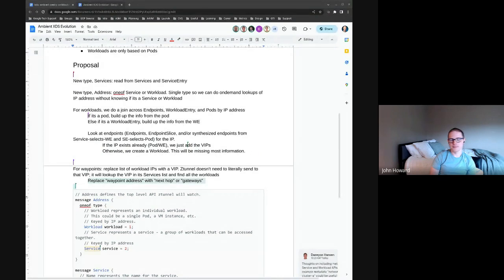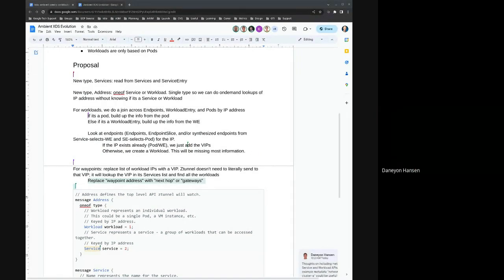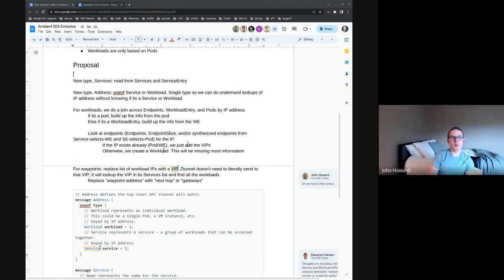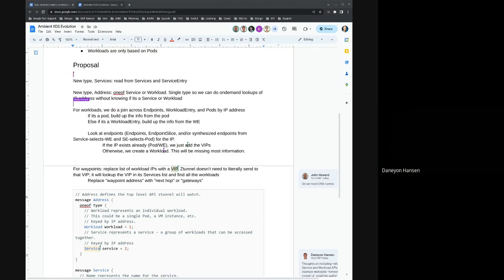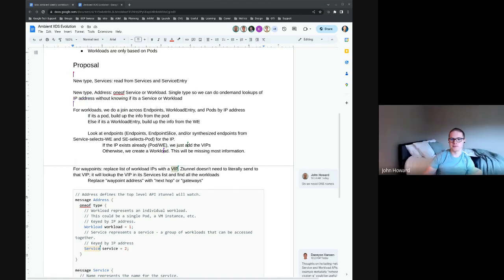Yeah. Hey, John, I just want to make sure I understand that last point that you made. So you're suggesting using the service VIP as a key for the workload map instead of the pod or the workload IP, in the waypoint's address. So today we say waypoint address is pod IP, and now we say waypoint address is VIP. Gotcha. Yep.